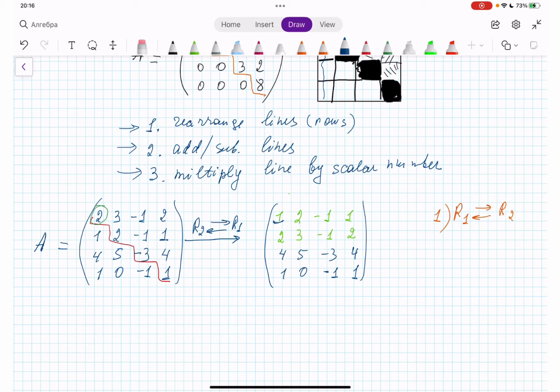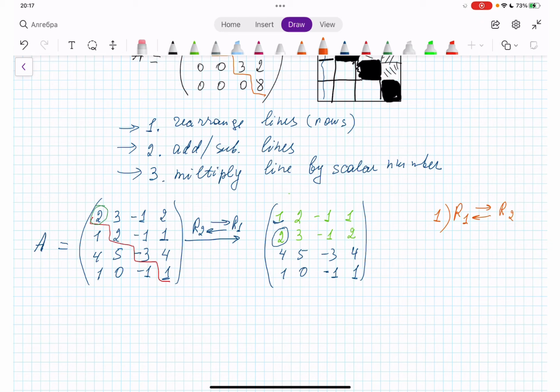When will I get 0 instead of this 2? If I have 2 in the first position, in the first line leading coefficient, instead of 1, and subtract from each other, this is how I'm going to get that 0. Look at this guidance. I can add lines and I can multiply one line only by a scalar number.